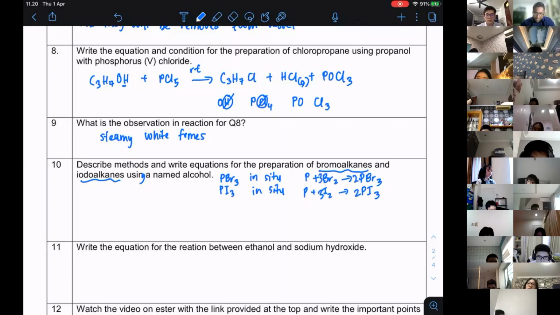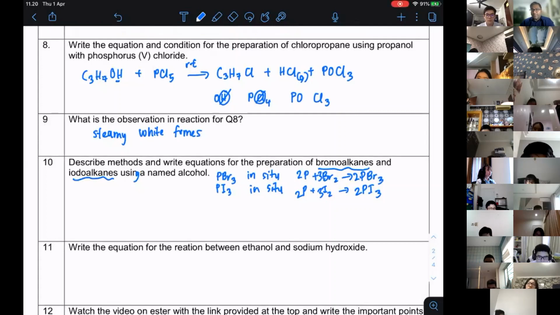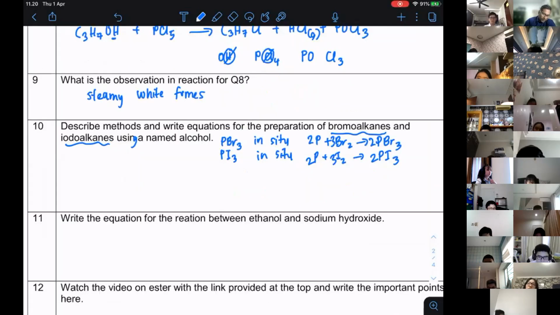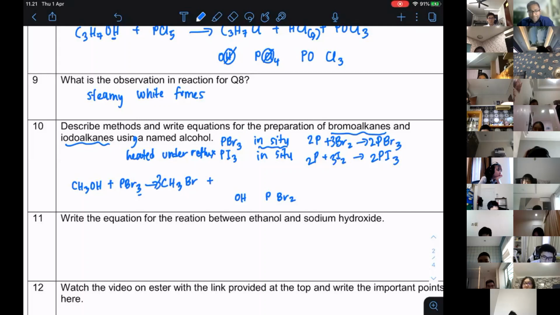Once you have this, you just write down the reaction between, for example, a named alcohol. Let's react methanol, CH3OH, with PBr3, done in situ, heated under reflux. The named alcohol is methanol. So what do I get? Same, it's going to be a substitution: take out the OH, and the Br will come over here. So OH is out, Br went in, and I have PBr2. How do I join them together over here? You no need to worry about balancing this. If you have 3 Br over here, I need to put 3 over there.